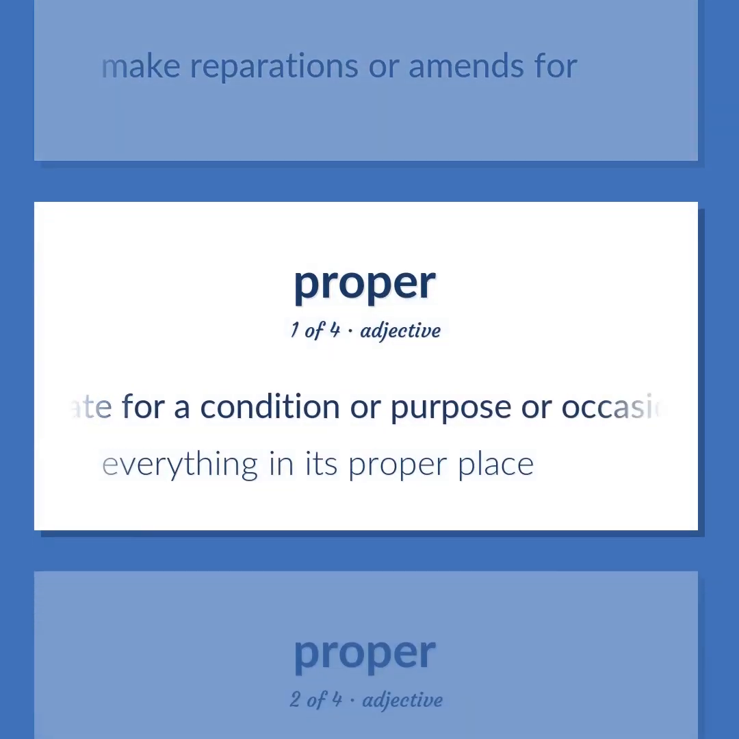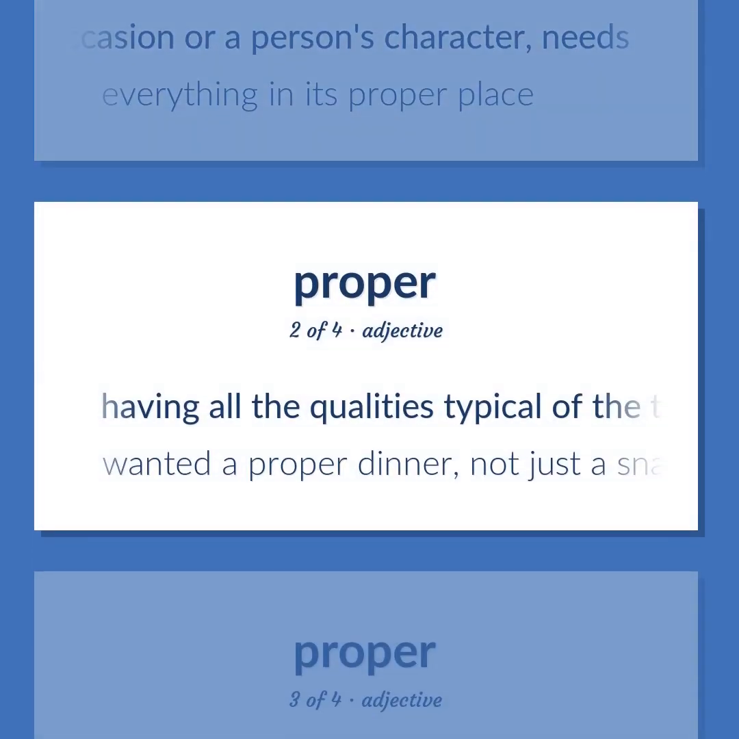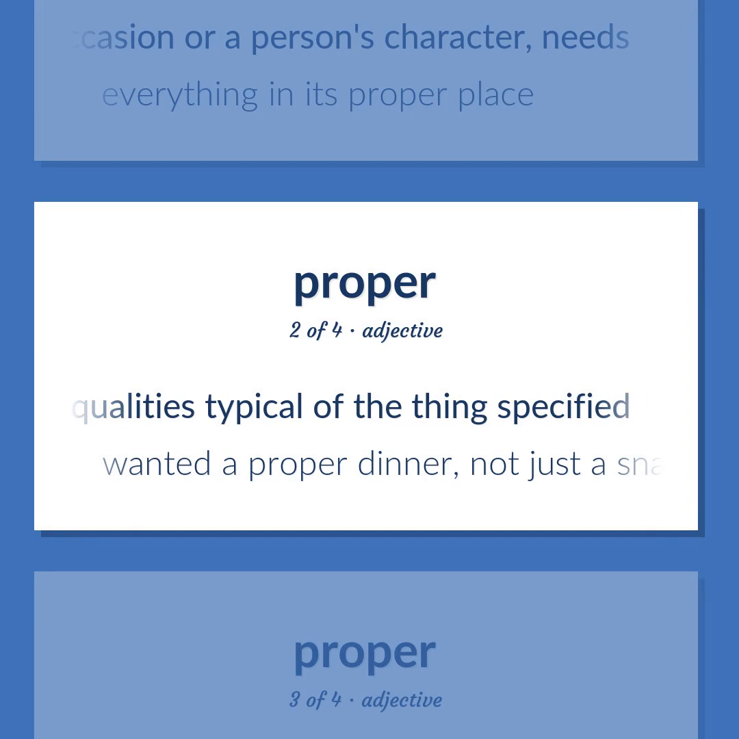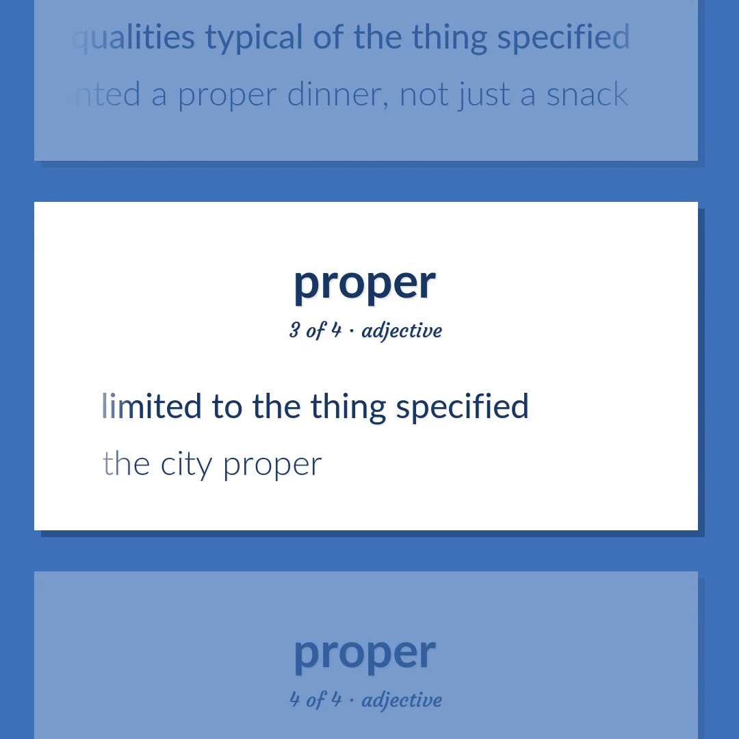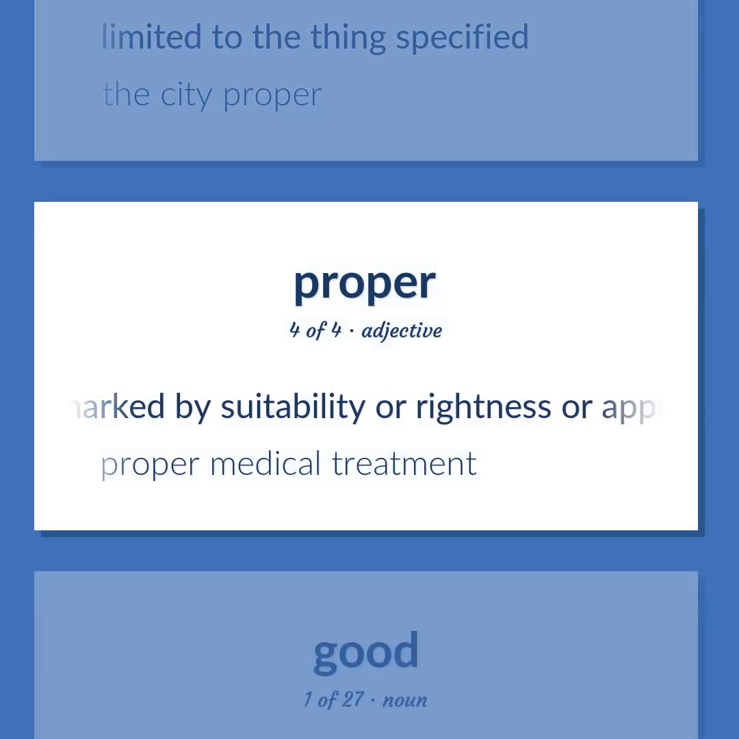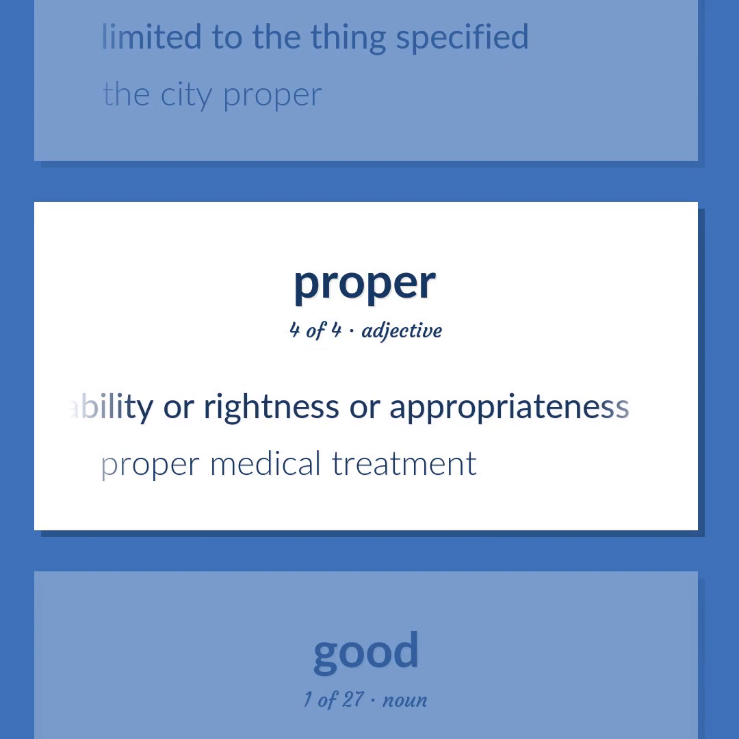Appropriate for a condition or purpose or occasion or a person's character, needs. Everything in its proper place. Having all the qualities typical of the thing specified. Wanted a proper dinner, not just a snack. Limited to the thing specified. The city proper. Marked by suitability or rightness or appropriateness. Proper medical treatment.